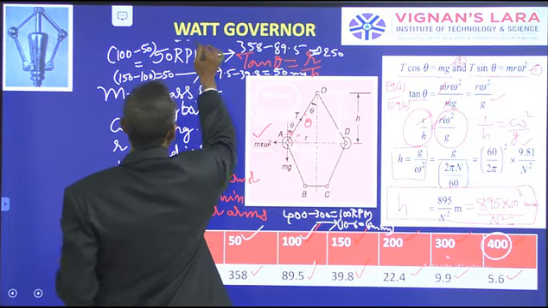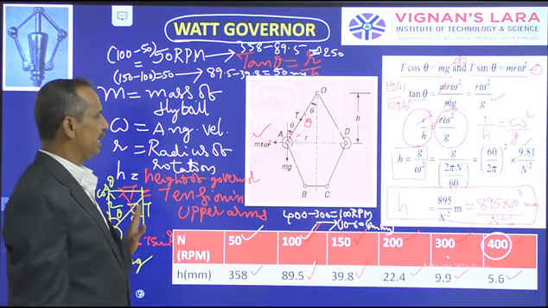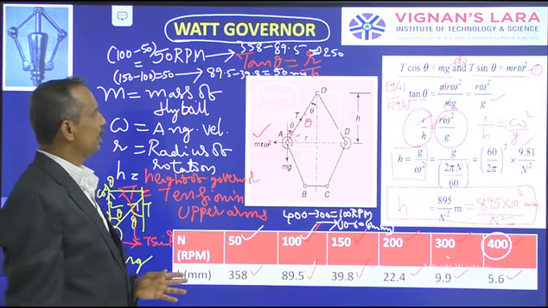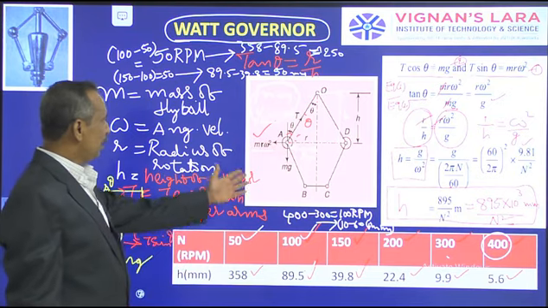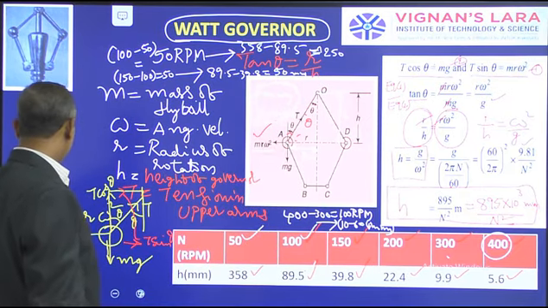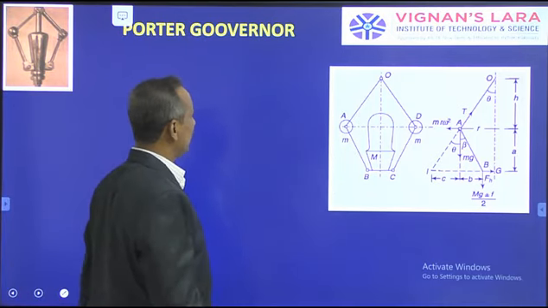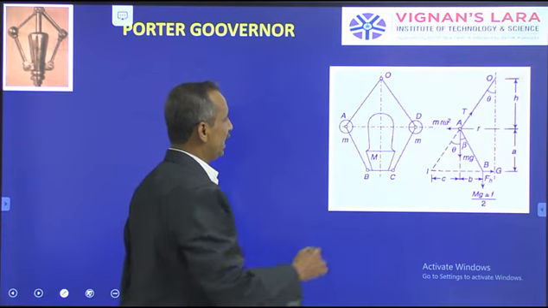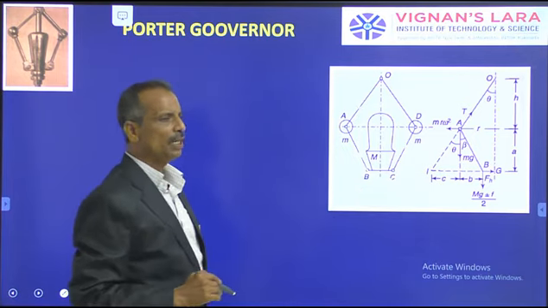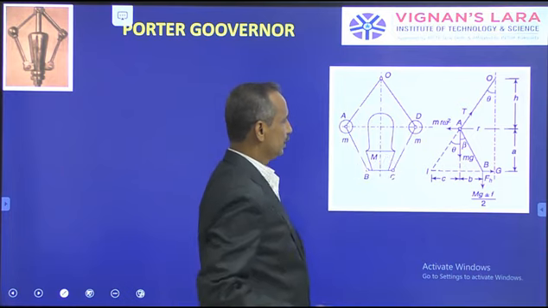That is why this Watt governor is studied only for academic purposes. We don't use this governor anywhere in this country nowadays. Its further modification is the Porter governor, where the problem we have seen here can be overcome. In the next lecture we will see the Porter governor. By adding additional mass, a dead weight at the center of the sleeve, its effectiveness will be increased. We will discuss this in the next lecture.